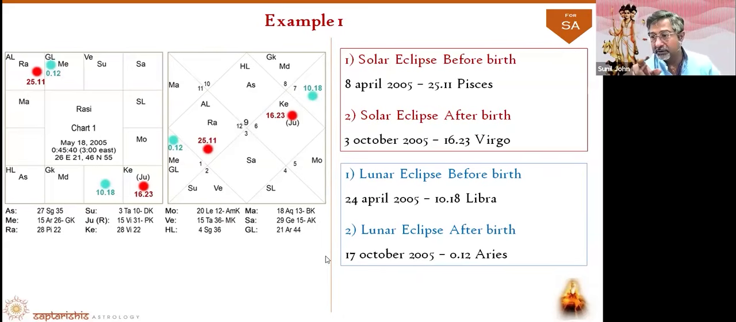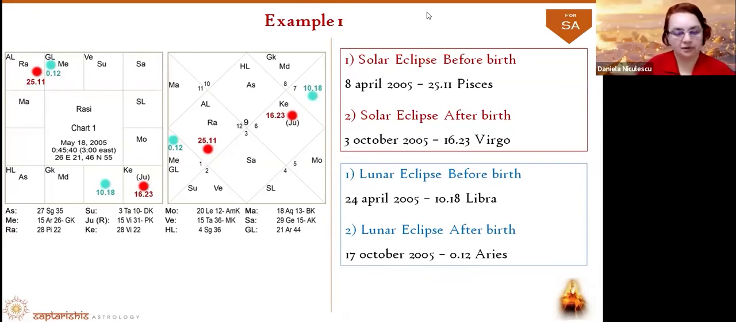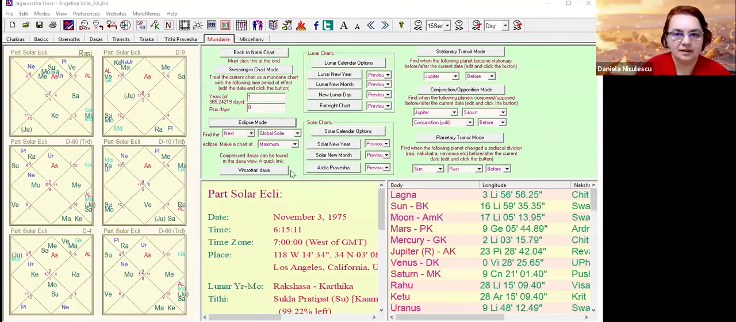Yes, sir. Somebody has posted in the chat for me. Okay. Can you just quickly once again show Jagannath Hora? For example, you said solar eclipse before birth and after birth. The degree and the sign, how are you identifying? If you can once again show it. Sure, yeah, no problem. Okay. Let me share the Jagannath Hora again. Okay. So again, can you see this? Right. Okay.